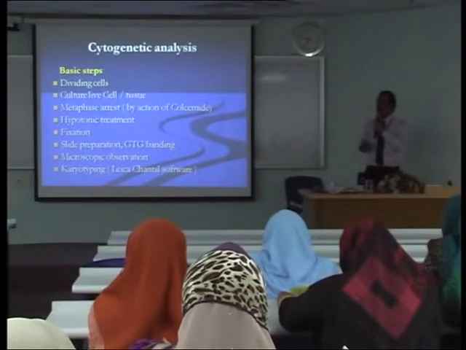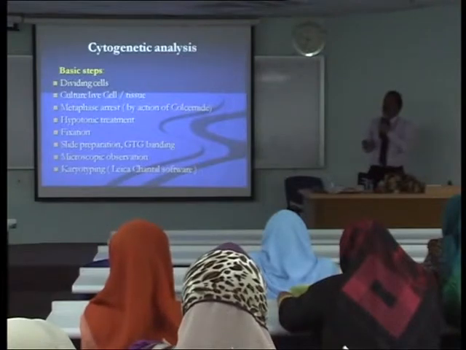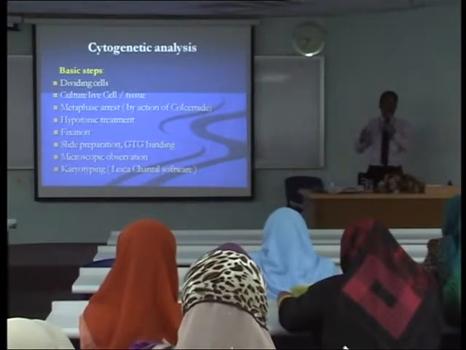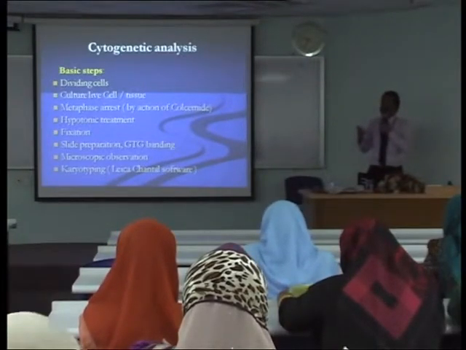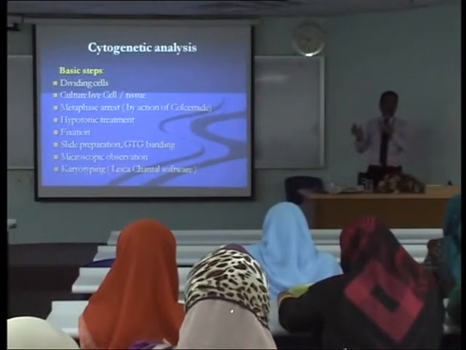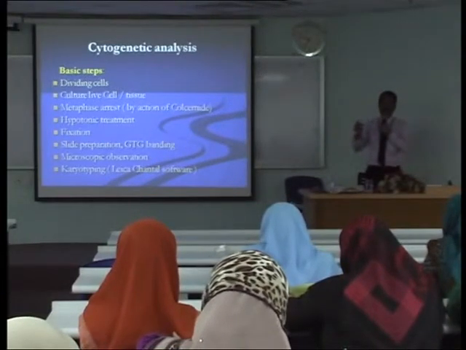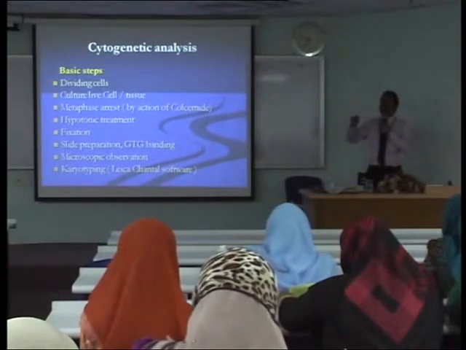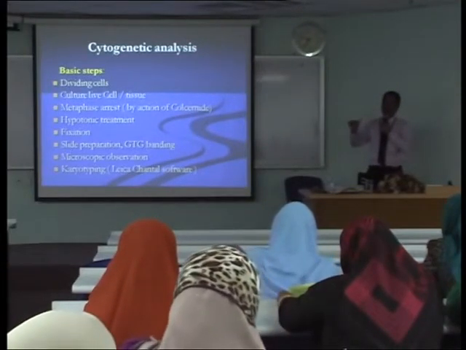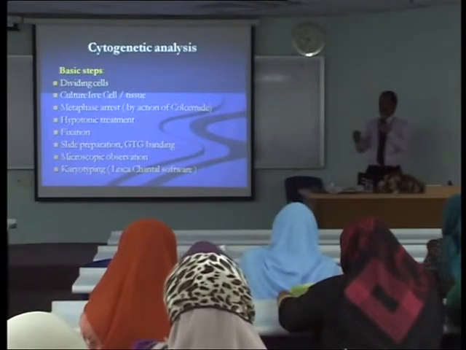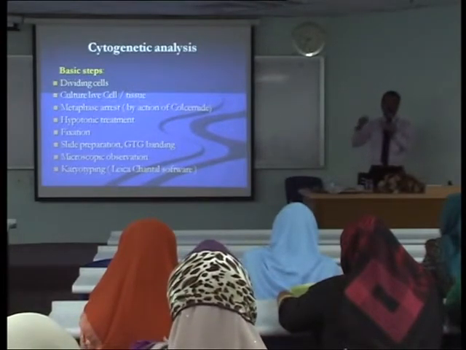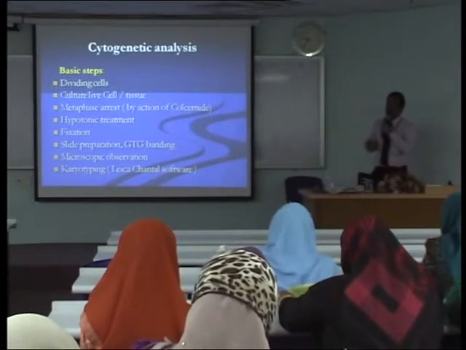Then after that, we have to observe under the microscope, and then we have to pair the chromosomes individually. Earlier, it was very difficult to do these things because everything had to be done manually. We had to take a photograph of the metaphase, cut it with scissors, and arrange the chromosomes in pairs. But nowadays, we have software attached to the microscope, so we can do the karyotyping with the help of software.